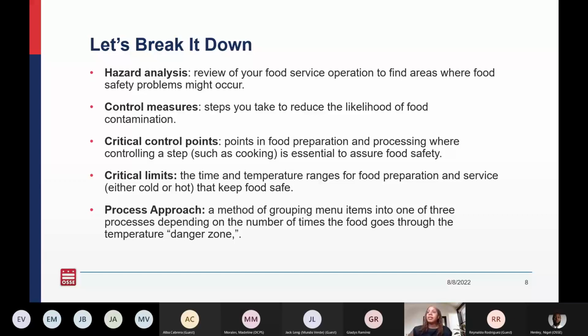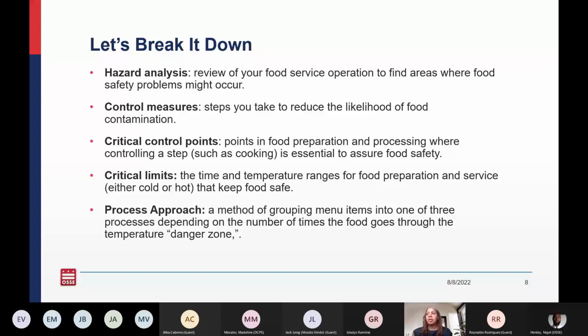With HACCP, you also identify critical limits. This is the time and temperature ranges for food preparation and service, either hot or cold, that can keep food safe. This one is really important in school food service because this speaks to, for example, a field trip. So the temperature that we hold food as we take it on the bus, transport it to the site where the students are going to be visiting, and then making sure that it's at a safe temperature for consumption. This is where critical limits are important.